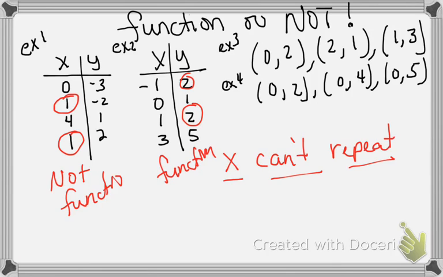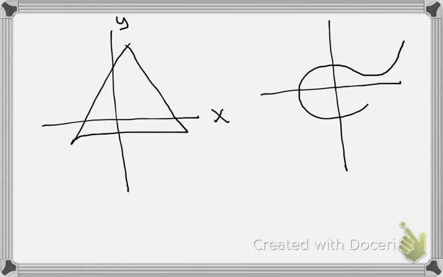Alright, sometimes they put the data in a relation, which is a set of ordered pairs. So I'm looking to see only if x repeats. I have a 2, 0, a 2, and a 1. So this is a function. In the fourth example, I have a 0, a 0, and a 0. So this is not a function. So remember, x cannot repeat.